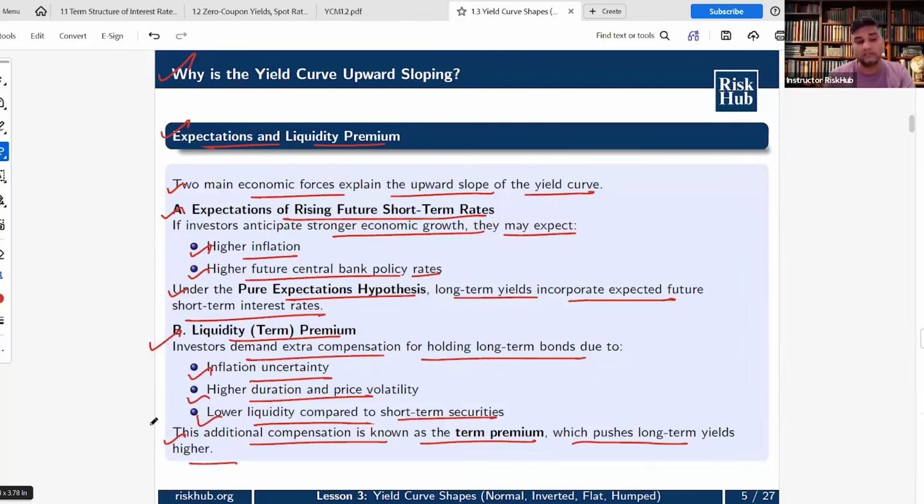Part A links growth to rate. Stronger growth raises expected inflation, which raises the expected policy rate, which lifts your long yield. Part B lists three sources of the premium: inflation uncertainty, higher duration price volatility, and weaker liquidity in long bonds.